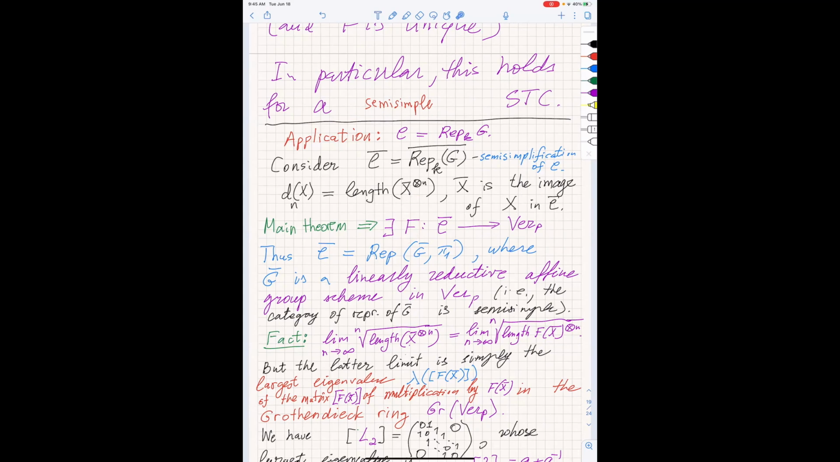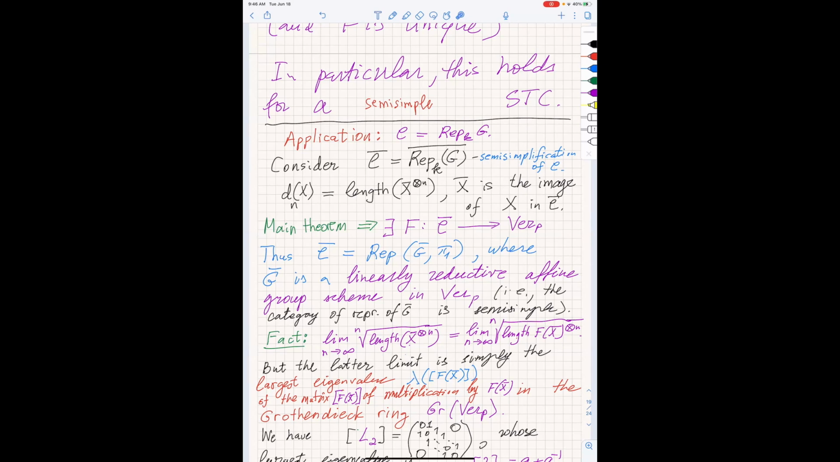Well, it's not the same, this length. Because when you apply a functor which is not fully faithful, this functor is faithful but not full, of course, then length can increase. And it does. But what turns out is that it doesn't increase too much.